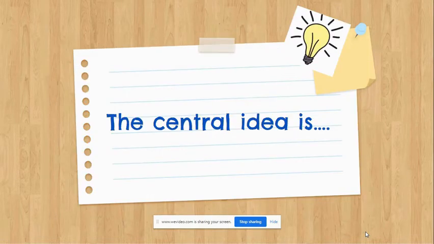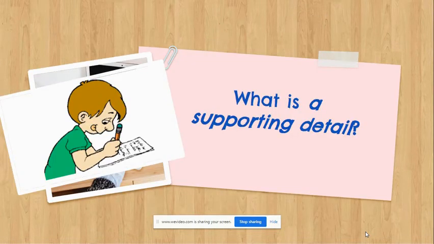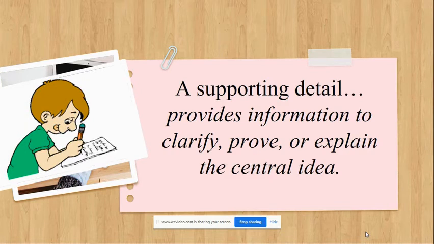Then we're going to go into central idea. Remember, the central idea is the big point and statement that the author is communicating to the reader. And you need to have supporting details. These supporting details provide information to clarify, to prove, or support and explain the central idea.